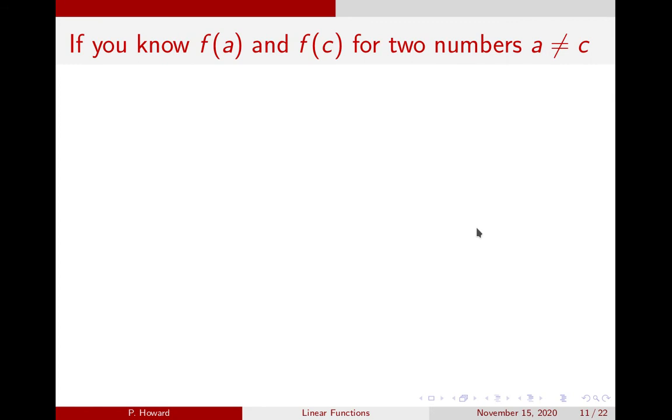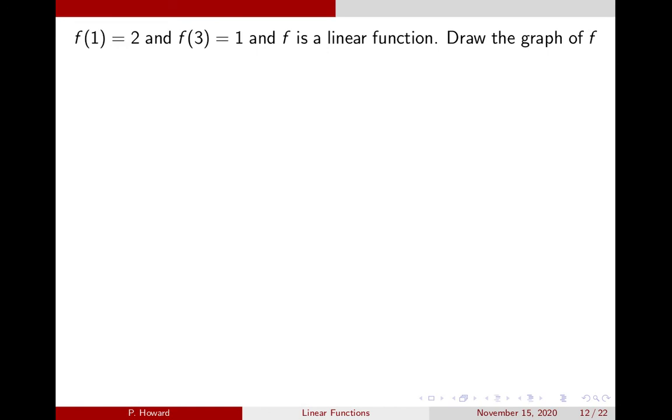And now we're going to talk about some things that you can do if you know f of a and f of c for two different numbers, a and c, assuming that f is a linear function. One thing you can do is draw the graph. So let's see how that works looking at an example. Suppose we know that f of 1 is 2 and f of 3 is 1, and that f is a linear function. And I want to draw the graph of f.